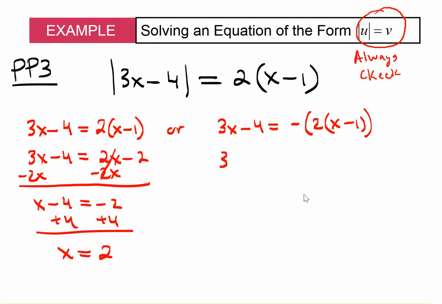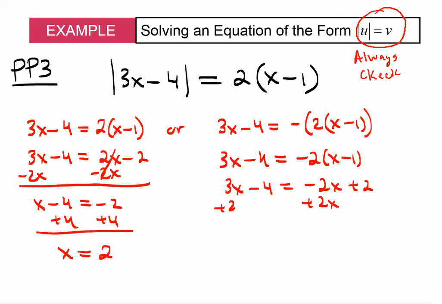On the other side, keeping everything the same on this side, I'm going to distribute that negative. So the negative really just goes to the 2. Notice this is the outside parenthesis, so the negative only goes to here. There's only one term in here. Then let's distribute the negative 2, and we get negative 2x plus 2.